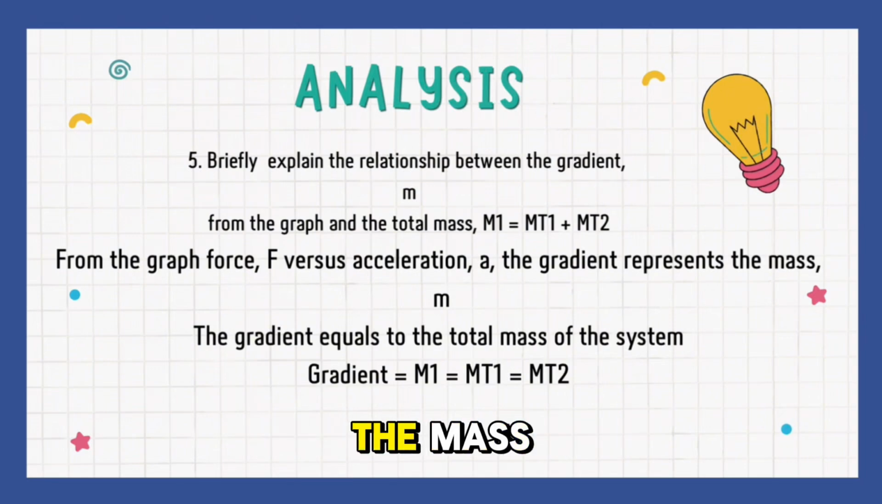Now, the relationship between the gradient from the graph and the total mass M1: we know that the gradient of the graph represents the mass, so the gradient is equal to the total mass of the system, and the gradient is equal to M1, equal to MT1 plus MT2.